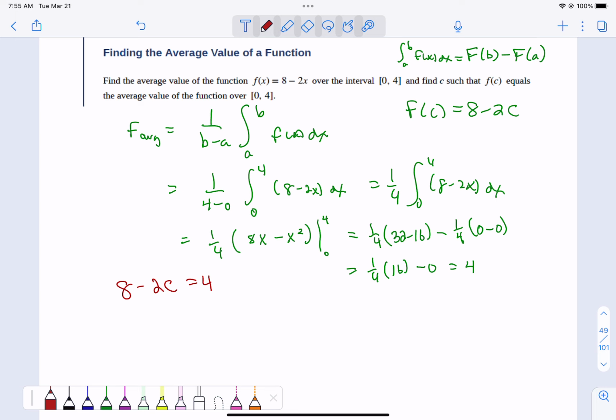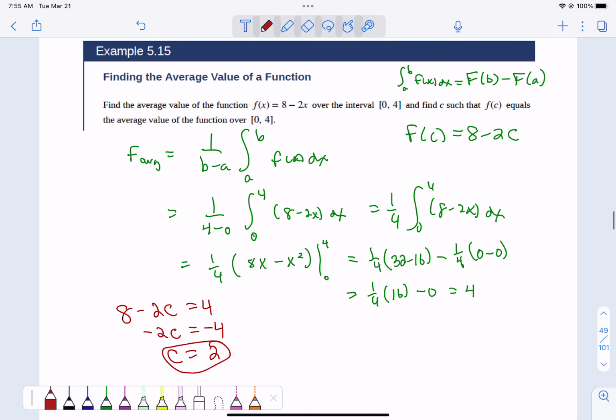So we're going to subtract 8 from both sides. We would get -4. We would divide by -2 to get 2. Our c value is 2. So at a c value of 2, we have the average of the entire function over that interval. Okay? So that is a problem with the average value. Any questions about how I did that?